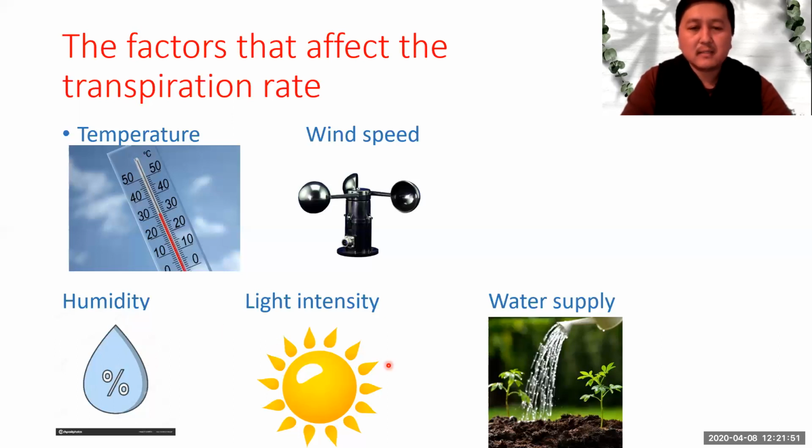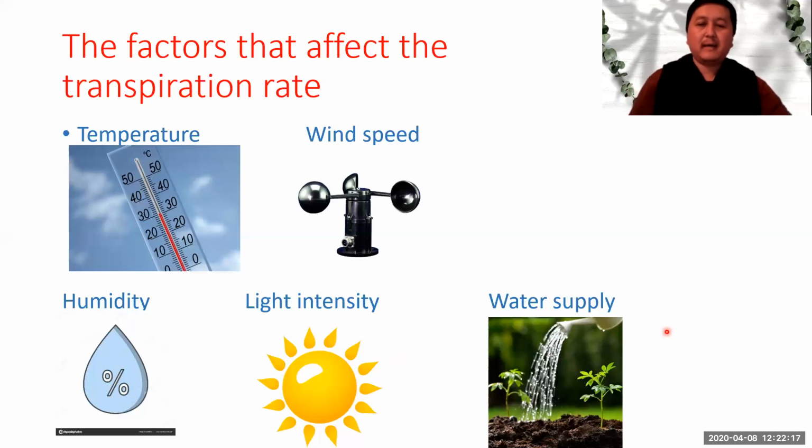And light intensity. In bright light, the leaves open their stomata to take more carbon dioxide for photosynthesis. At this time, when the stomata open, the water also evaporates, and it directly affects the transpiration rate.